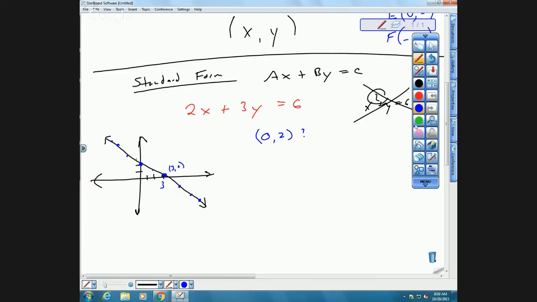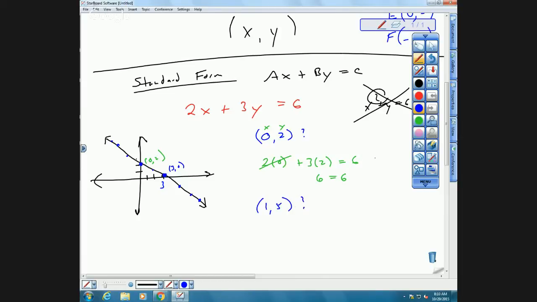So the way you find that is that you have an x and a y. So you just take that and you plug it in. You plug in a 0 for your x, you plug a 2 in for your y, and see if that works. Well, that becomes 0, right? 3 times 2 is 6. 6 does equal 6. So since that worked, that point is on that line.